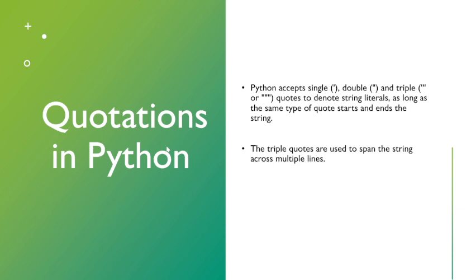So the next rule is about the quotations in Python. Quotations are generally used for defining string literals. In Python we can use single quote, double quote or triple quote. But the rule is that whatever quote we use to start, we should end with the same quote. Let's check it with some example again.